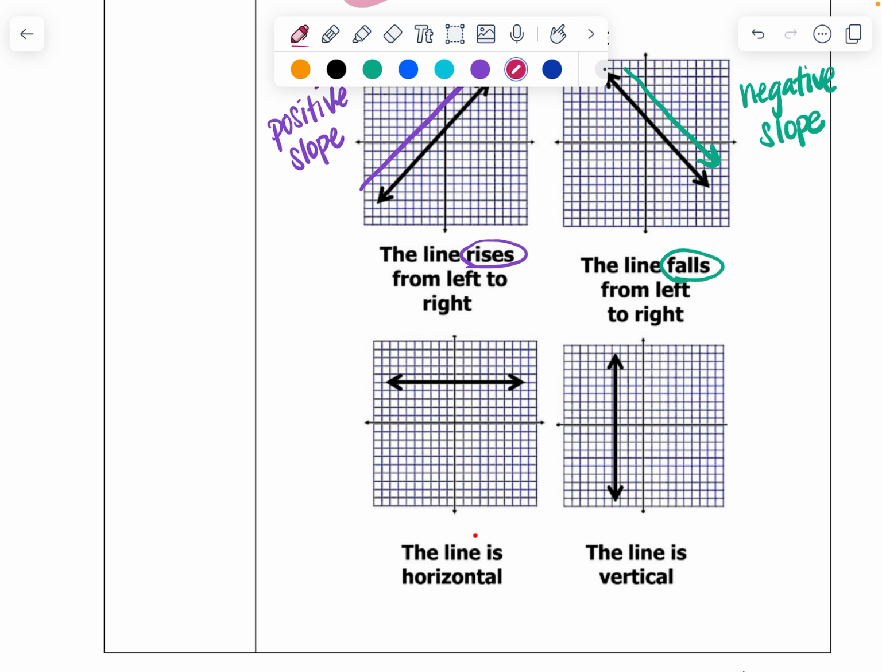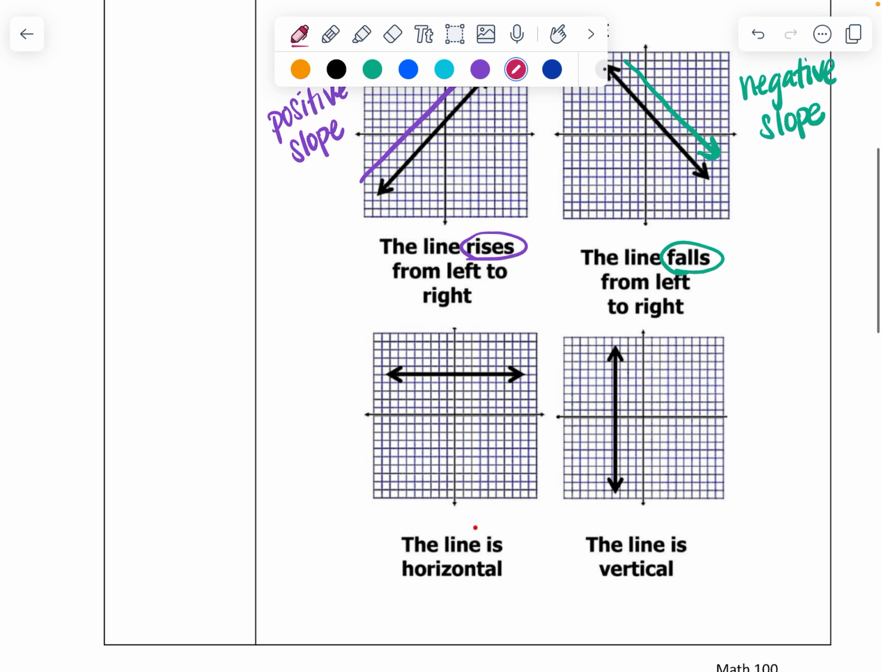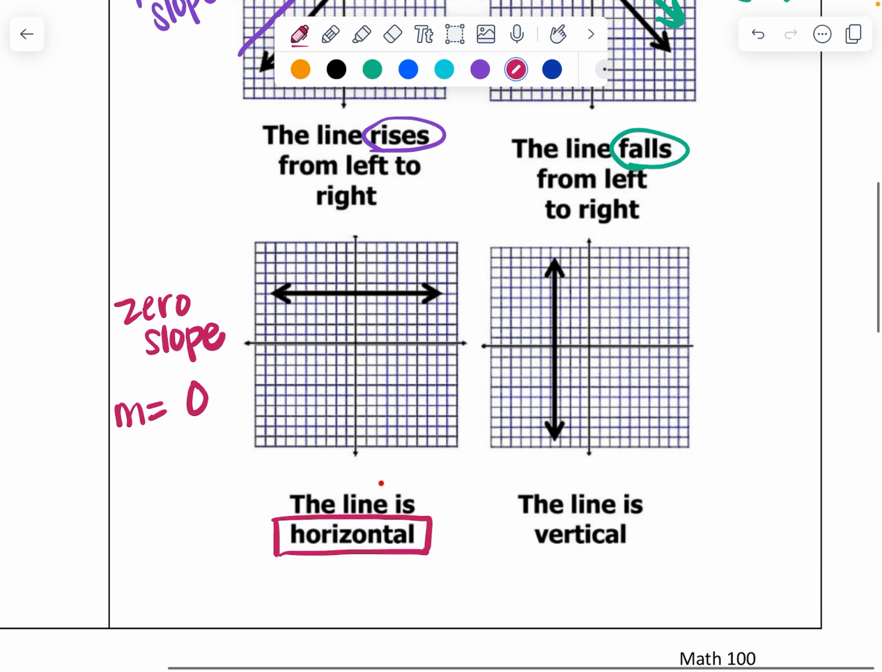A zero slope is a line that is horizontal. So it is not moving up or down from left to right. M is 0. And then the last type of slope we'll see is an undefined slope. This is going to be when the line is vertical.